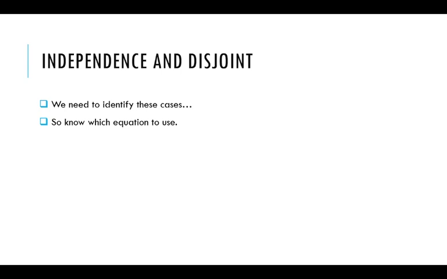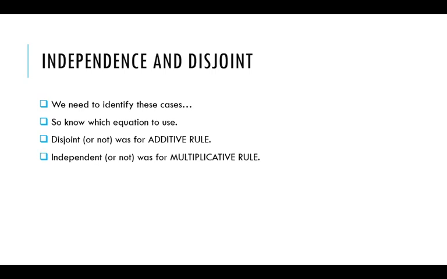We've got 7 equations, right? Now, remember, disjoint or not, that was for the additive rule, right? When we look at the case of or. Independent or not, that was for the multiplicative rule, the case of and. And remember, we had 2 versions of each of these equations. So we really only have 5 equations where 2 of them have 2 different cases.